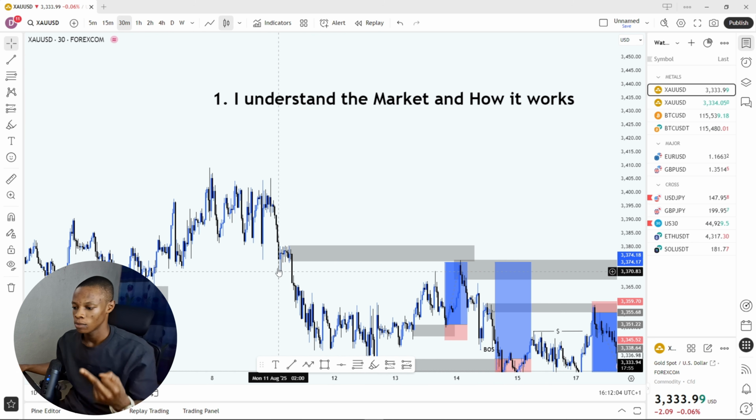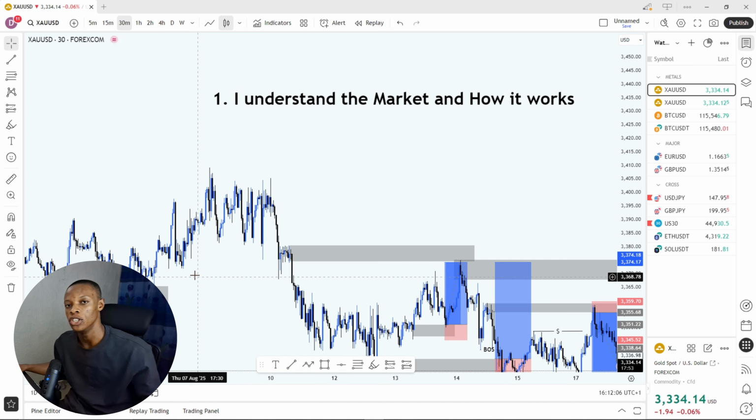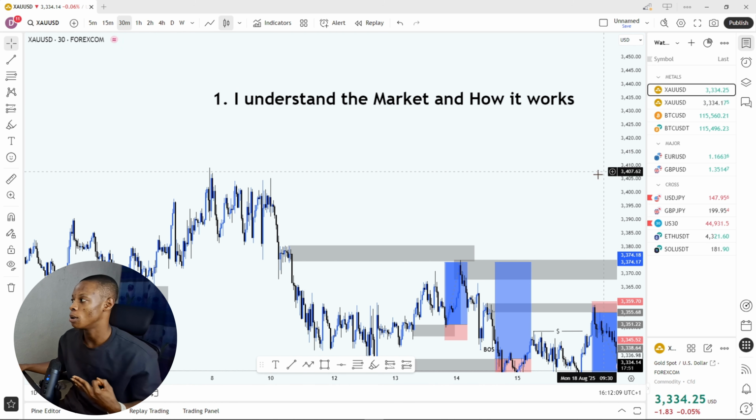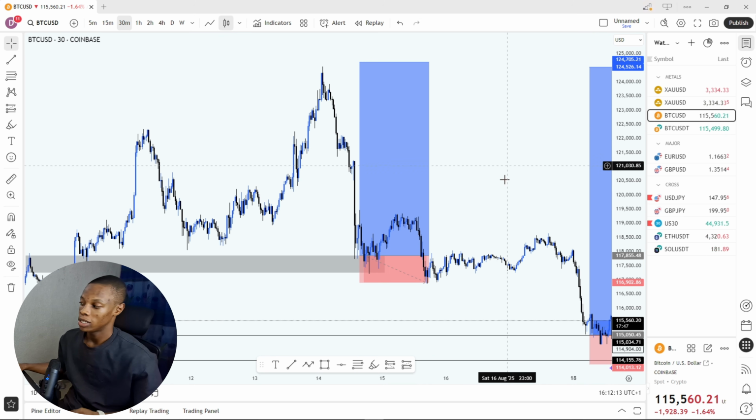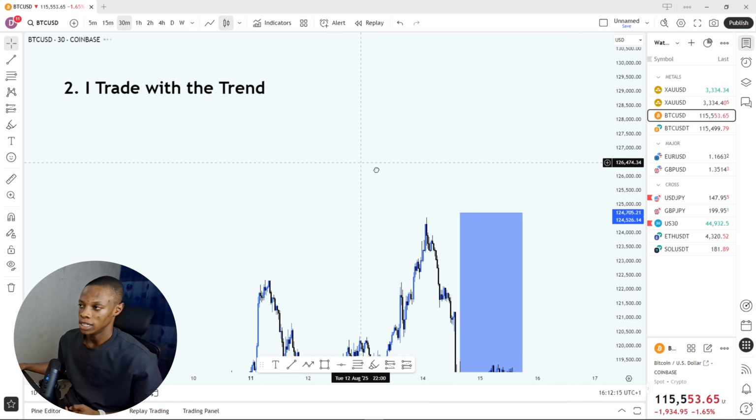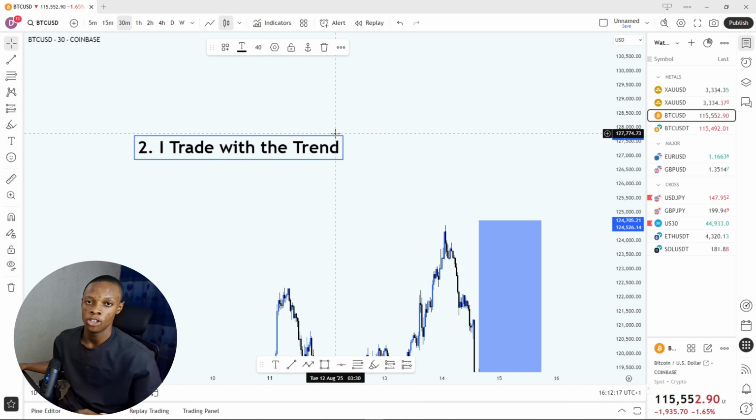Then the third thing, market moves based on who is in charge of the market. Then the second key point, I'm not gonna waste time on any of the points. The second key point is this: I trade with the trend. This is extremely important. With what I just gave you, market moves on order flow.